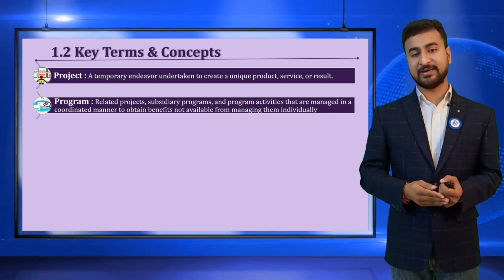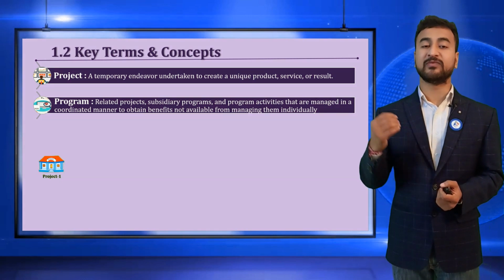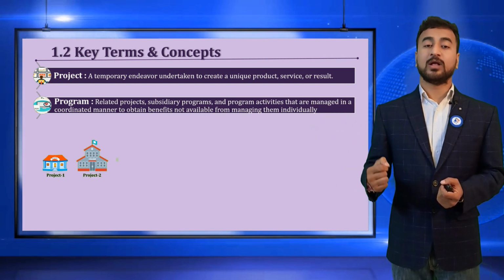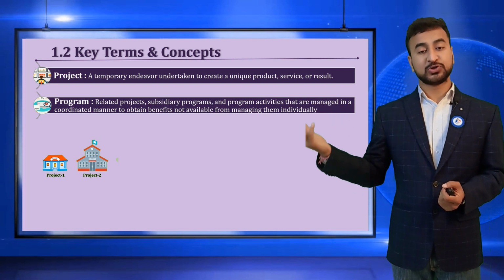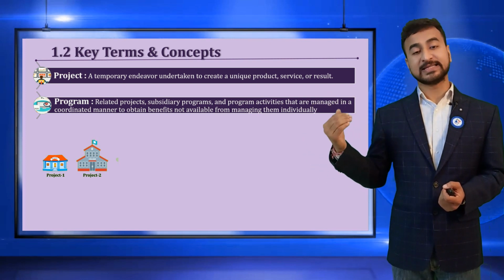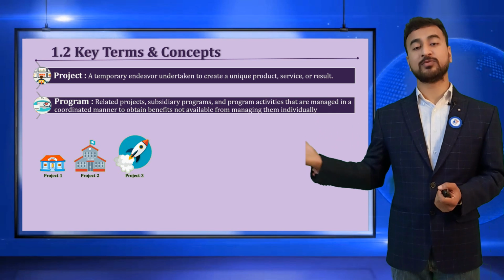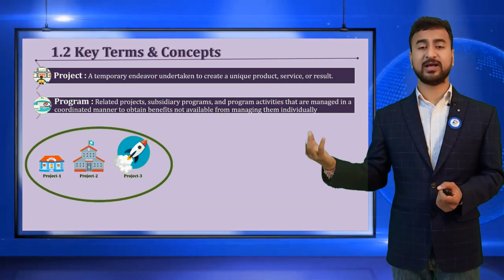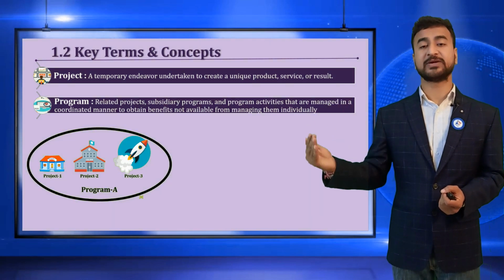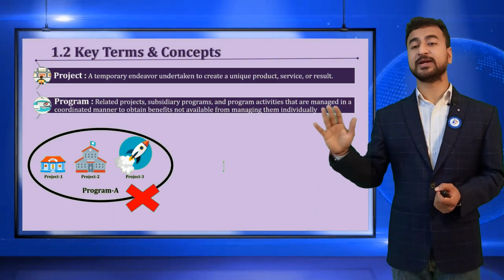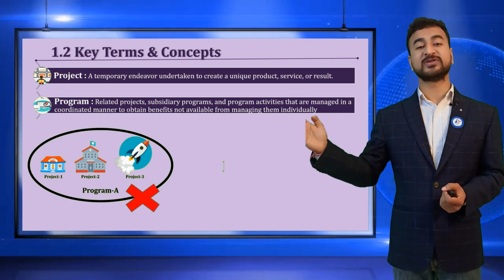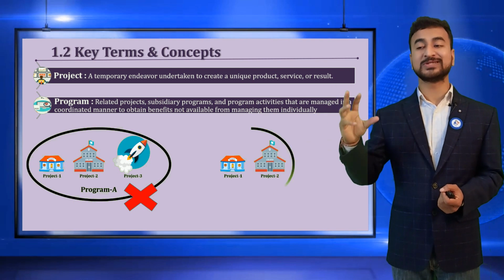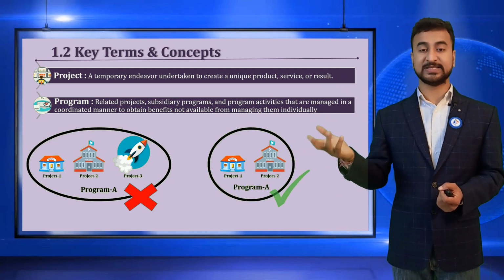Let me give you an example. Project 1 is building a school. Project 2 is building a college. And project 3 is launching a satellite. Now, if I wanted to group them in a program, let's call it Program A, project 1 plus project 2 plus project 3, that is not possible because it requires different skill sets. But in Program A, I can group project 1 plus project 2 because they require a similar set of expertise.